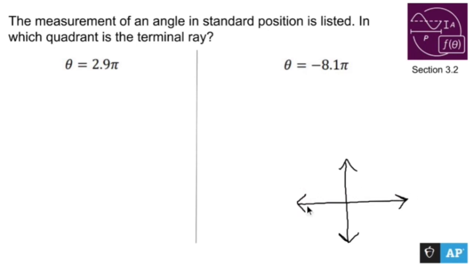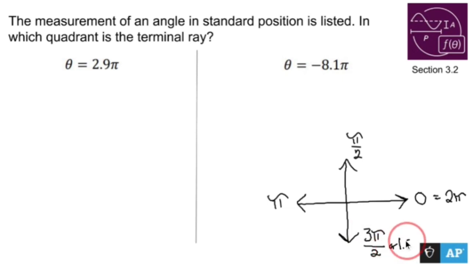Okay, if I were to measure an angle, you always start out at the right with 0 radians. Every time we spin around a complete circle, it's the same as 2 pi, which means half a spin is 1 pi, a quarter of a spin is pi over 2, and 3/4 of a spin is 3 pi over 2, or 1.5 pi.